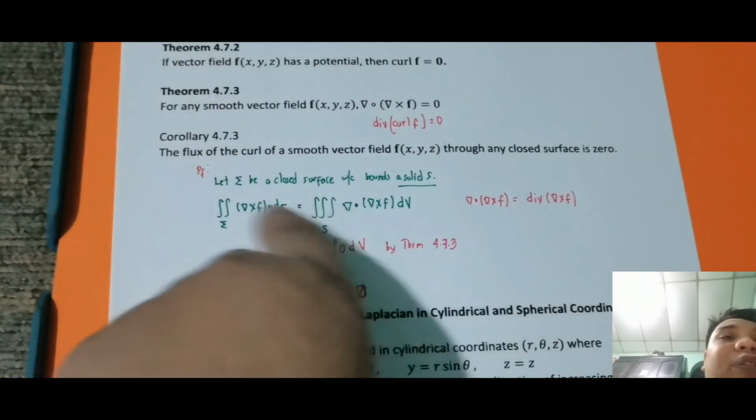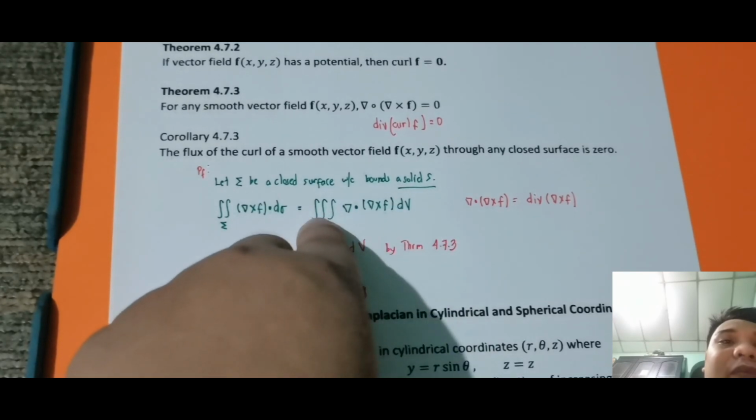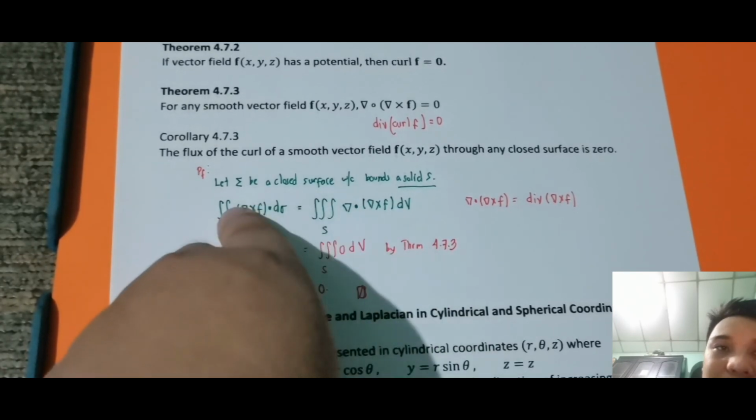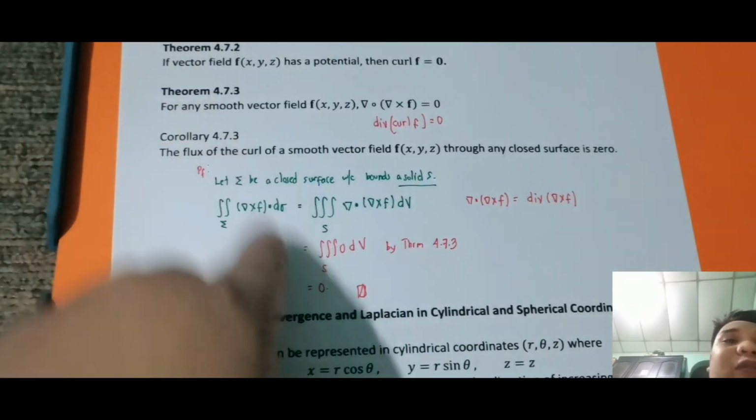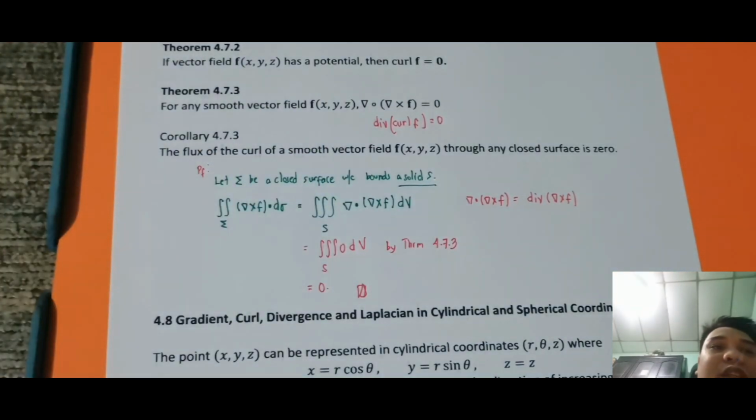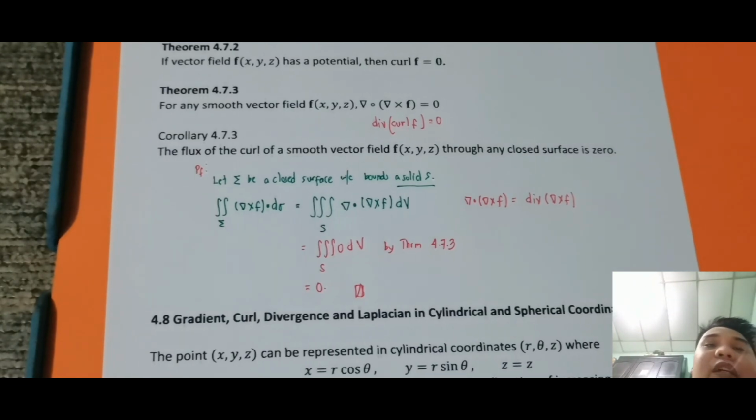Okay, then using divergence theorem, lumabas to. Now, that is divergence nung sa loob, then dB. Then, using yung theorem na to, lumabas na 0 yun. Therefore, yung buong triple integral is just 0.